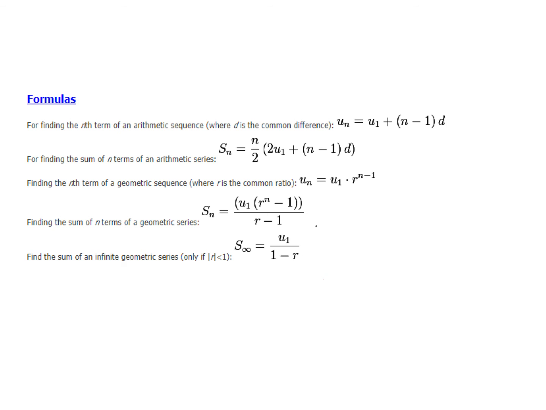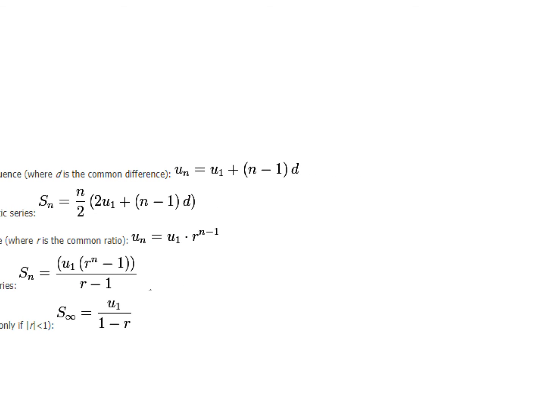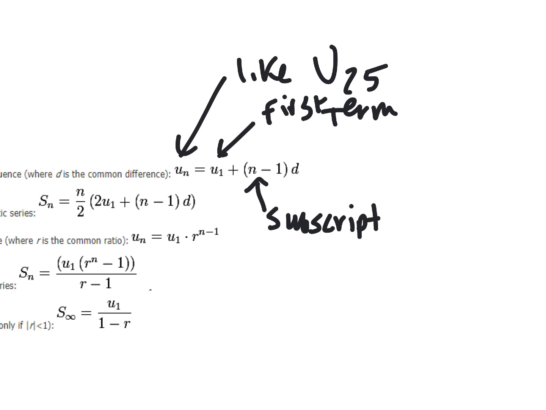Do you see that if you had the formula sheet, it won't be that bad? You'll be wondering things like, what's U sub n? That's the term you want, like U sub 25, the 25th term. What's U sub 1? It's always the first term. What's n? That's the subscript, like in U sub 25 or U sub 6, the little number at the bottom. And that's called the common difference.